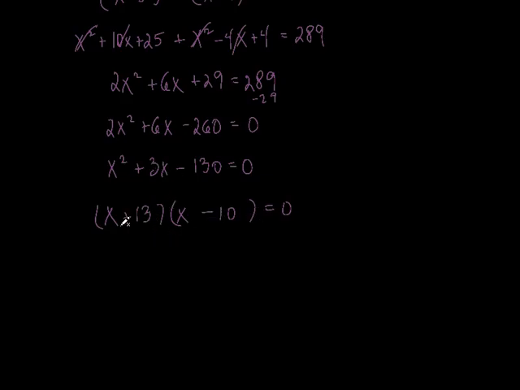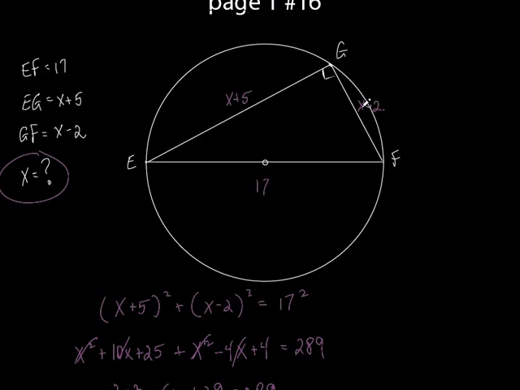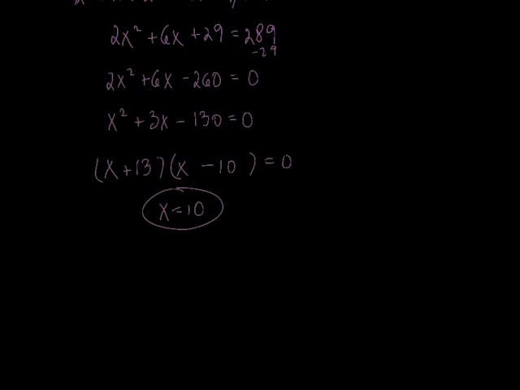Set these both equal to 0. If I set this equal to 0, I get x equals negative 13. And if I set this equal to 0, I have x is equal to 10. I'm going to keep 10, because if I put a negative 13 in for this, I would get a negative length. Negative 13 plus 5 is negative 8. You can't have a negative length, so I'm not going to consider negative 13 as one of my answers. So I use x is equal to 10, and that is letter D in our multiple choice.